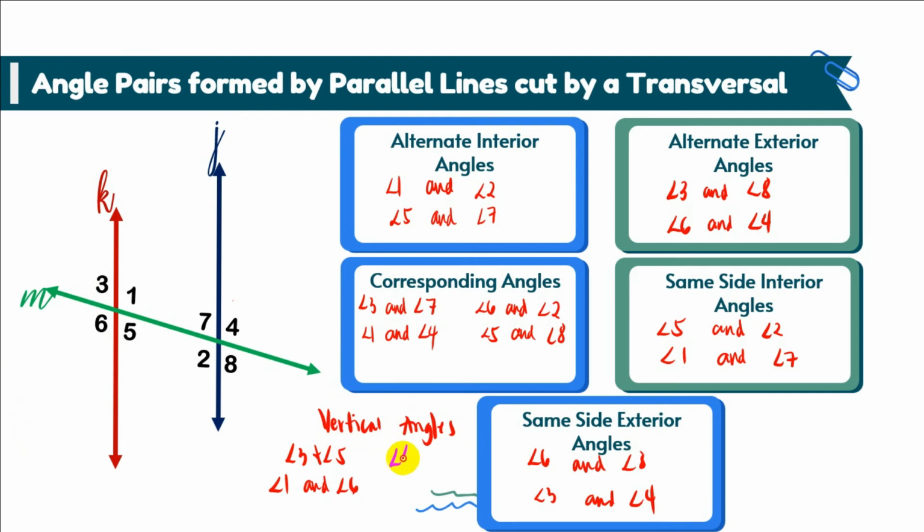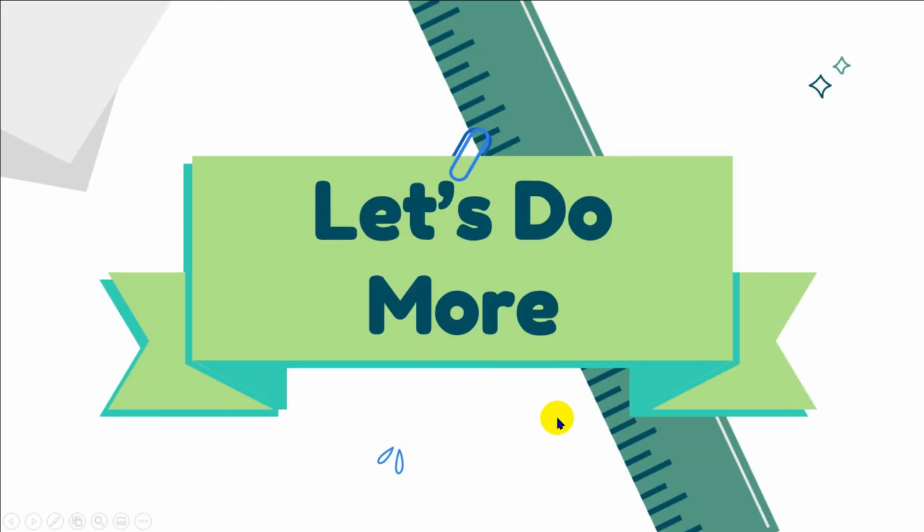Then, for angle 4, ang ka-vertical niya ay ang angle 2. And then, for angle 7, ang ka-vertical niya ay ang angle 8. So, remember these vertical angles and these pairs are congruent. Okay? So, 3 and 5, 1 and 6 congruent, 4 and 2 congruent, 7 and 8 congruent. Okay?